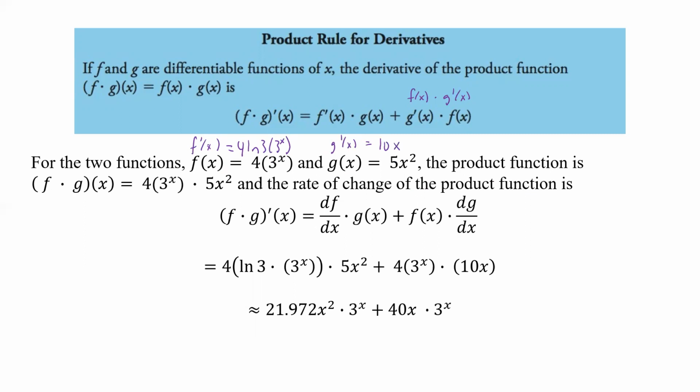Okay, so now we've got f of x, f prime of x, g of x, g prime of x, and now we can plug into the formula up here: the derivative of f times g is f prime of x times g of x plus f of x times g prime of x. So we plug in our values. We have 4 ln of 3 times 3 to the x, because that's our f prime of x, times 5x squared, which is just our g of x. And then here we have our f of x, and this was our g prime of x. And so now we just have that.